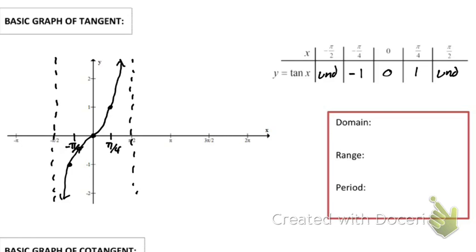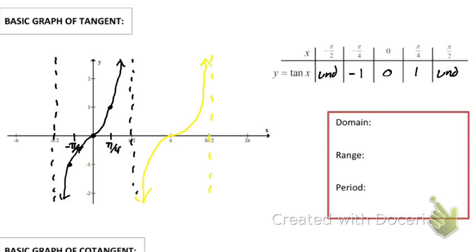Because what's going to happen next, if we went further, remember this is just an additional cycle. It would just keep repeating over and over. But if I ask you to graph tangent of x, this is all you need to graph: just this one with a vertical asymptote and a vertical asymptote.